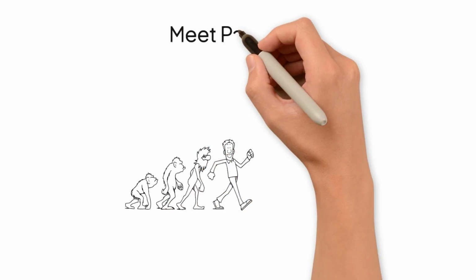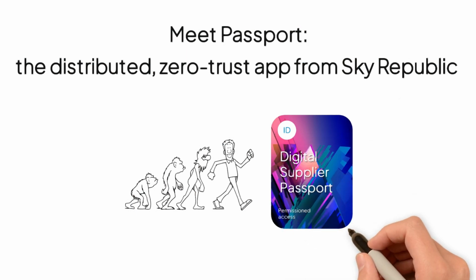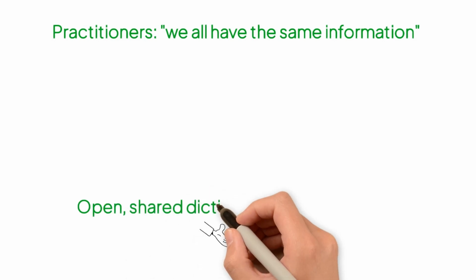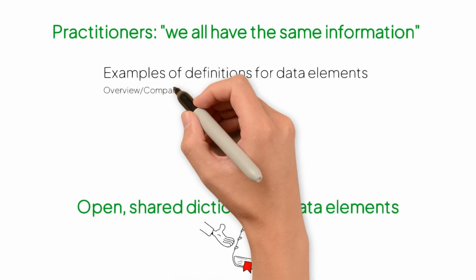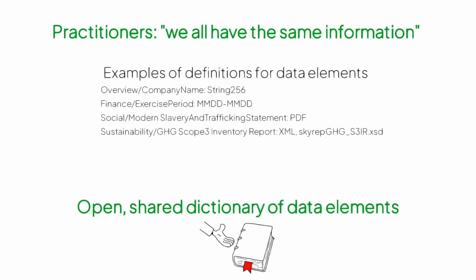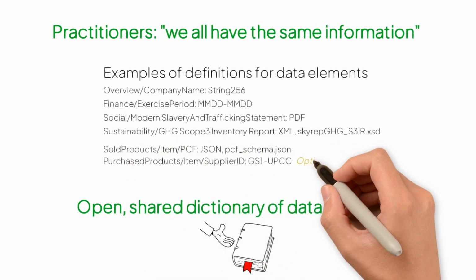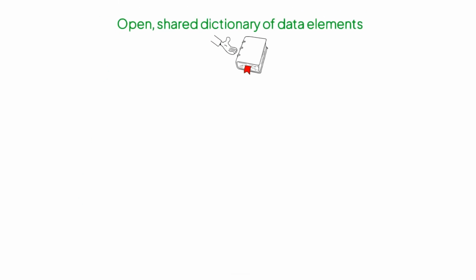Meet Passport, the distributed, zero-trust app from Sky Republic that manages all your digital supplier passports. Here's how it works. An open, shared dictionary allows Passport users to reuse or create definitions for exchanged data elements. Any survey information or document can be structured with a name, description, and format. Passport also lets users exchange data related to products sold or purchased by suppliers, which surveys just can't capture.